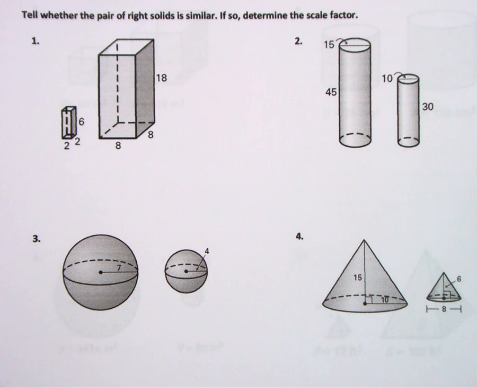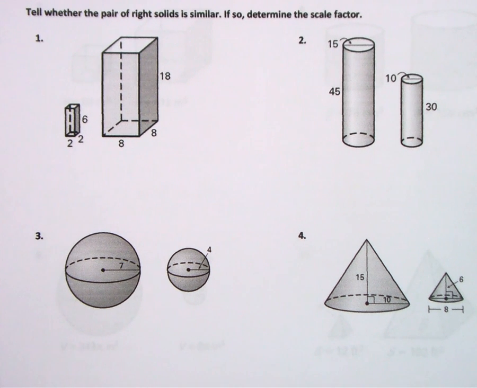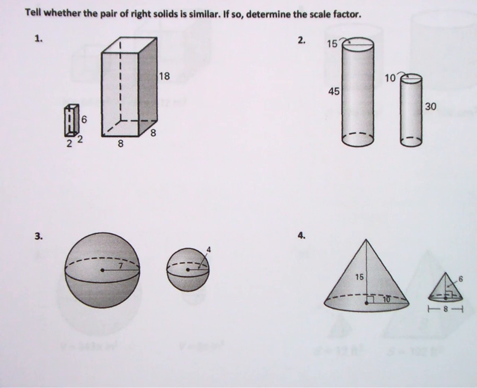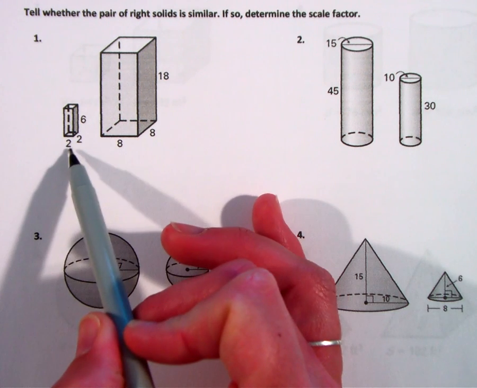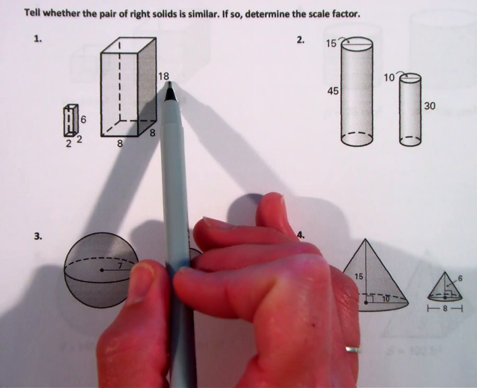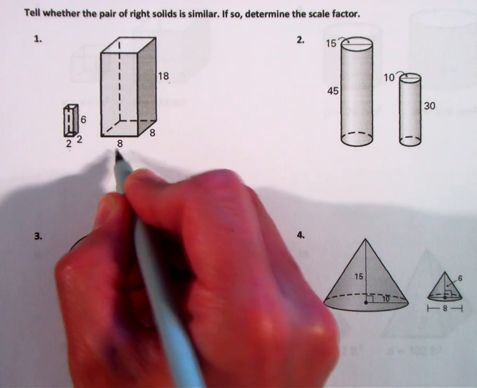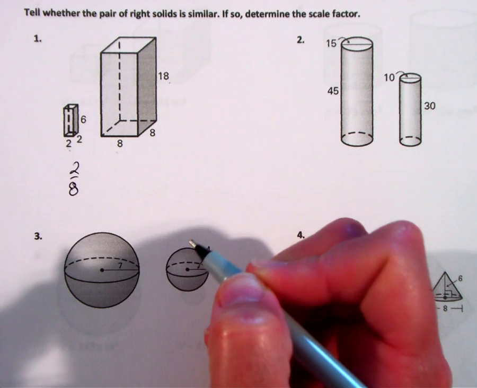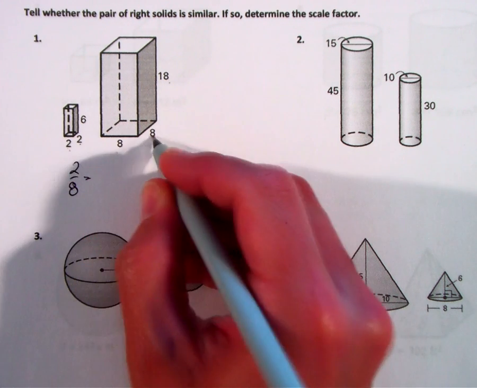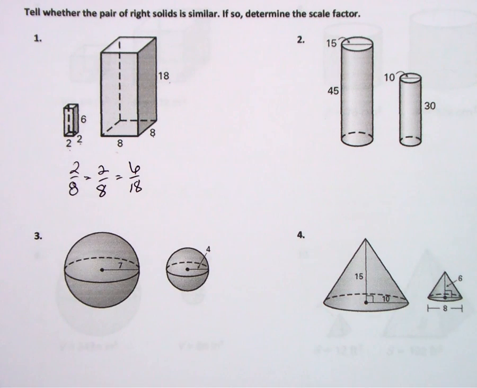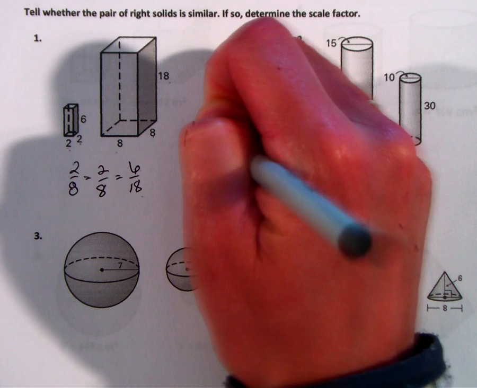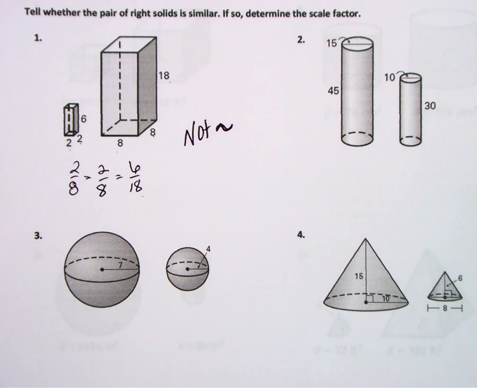Okay, so the first 4 problems, it just says determine if they are similar solids or not. If so, determine the scale factor. Okay, so if we were doing the first one, you just have to make sure that the side lengths are all in the same ratio. So is 2 to 8, which is times 4, it's 1/4. Is that equal to 2 to 8? So far, so good. And then is that equal to 6 over 18? Well, is 6 over 18 times 4? No. So these are not similar solids.